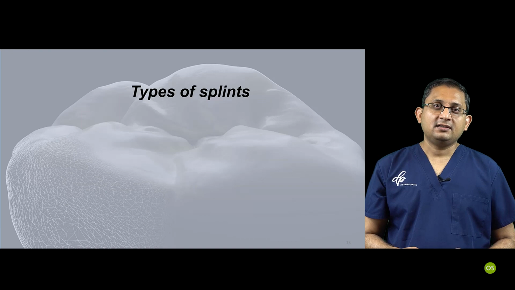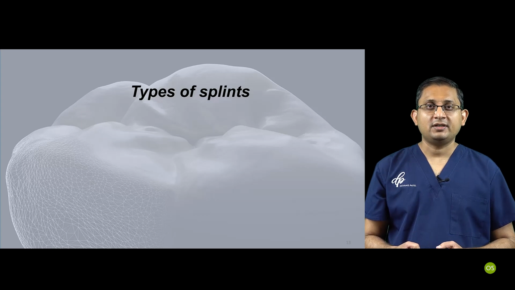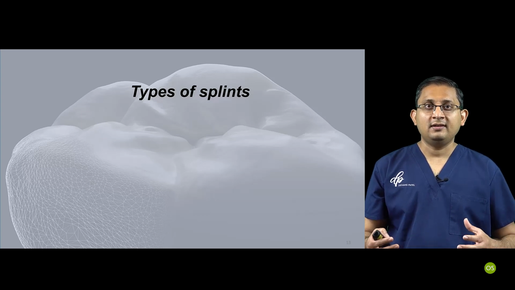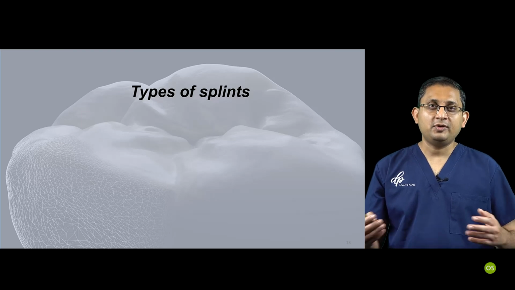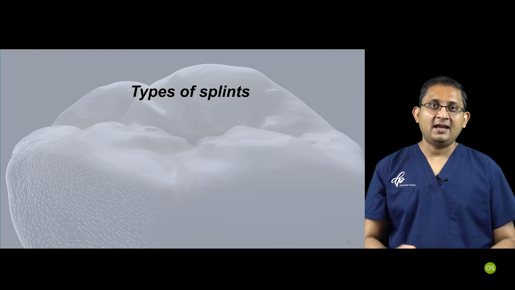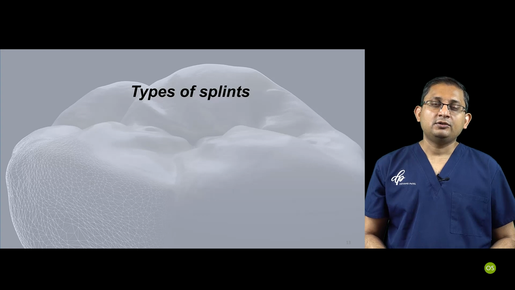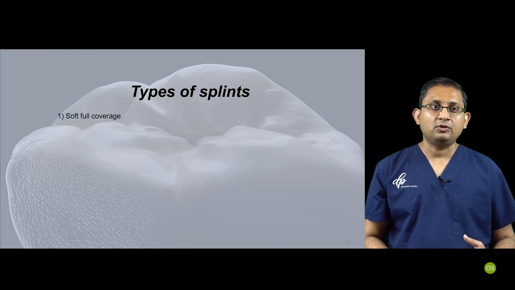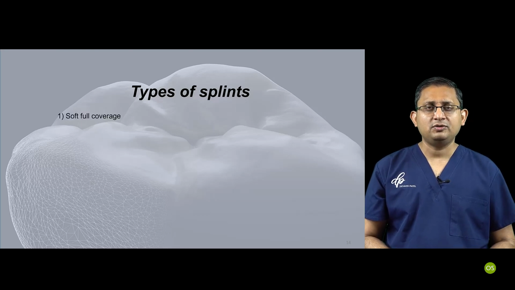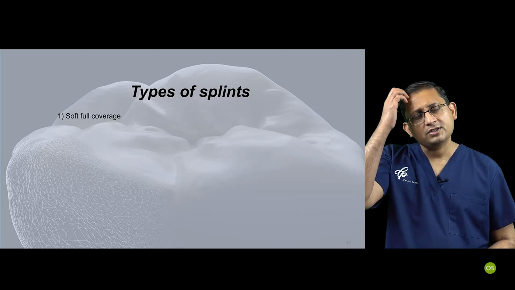So let's look at the types of the splint. And I want to make one point clear, that this is not an all list of all splints available. There are numerous variations available in each and every splint. However, these are some of the splints which we can come across. So one of the commonest used splints is the soft splint, which is with the full coverage.